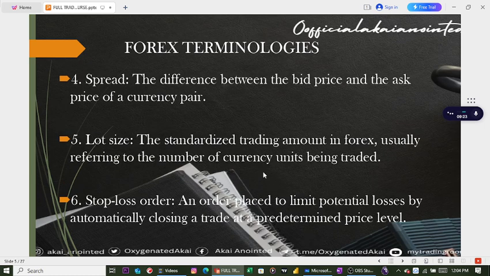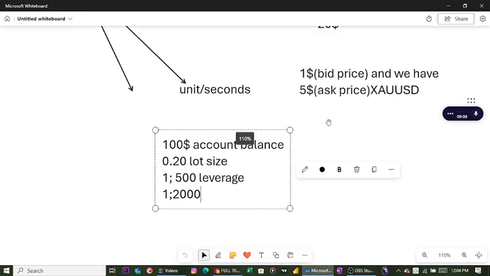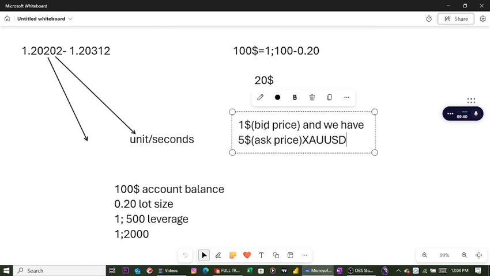So that's it. Next we have spread, the difference between the bid price and the ask price. The bid price is the price at which you want to sell something, and the ask price is the price at which you want to buy something. Let me give an illustration. Assuming the price of buying gold is $5 and the price of selling gold is $1, the difference between 5 and 1 is 4. $4 is the spread, and it is what the brokers are charging me to buy or to sell this particular gold. That is what is called spread.